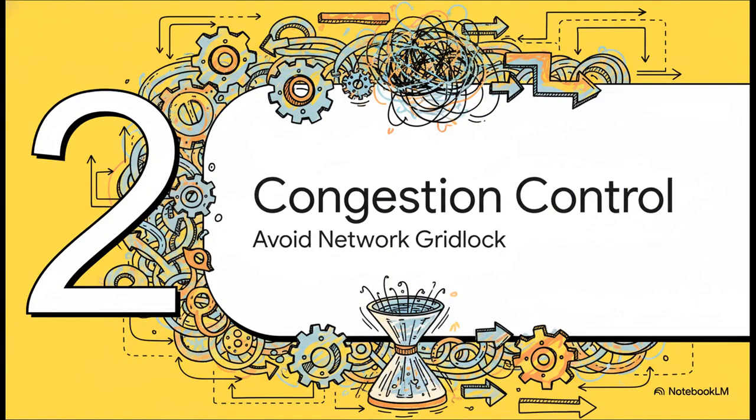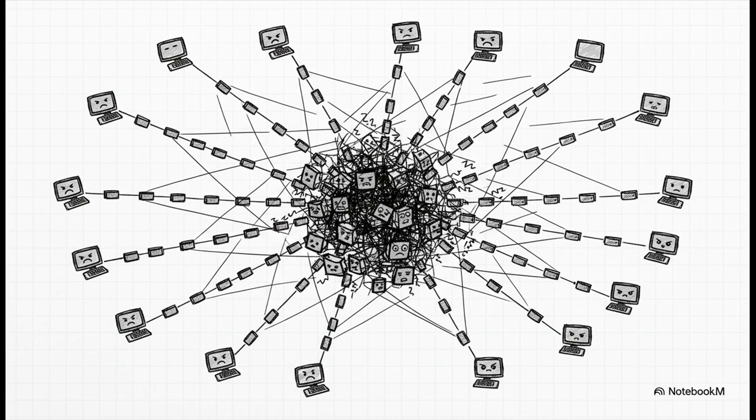Okay, great. So we've made sure the receiver is safe. Problem solved, right? Well, not quite. What about the network itself? What about all the roads and highways in between? This brings us to a much bigger problem. Congestion control. You see, the problem is bigger than just your computer talking to your friend's computer. It's about the entire internet highway system.